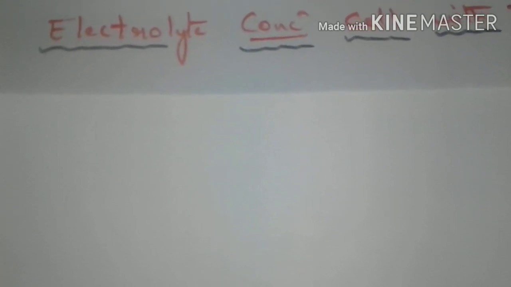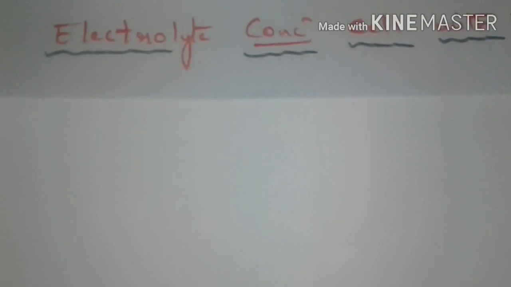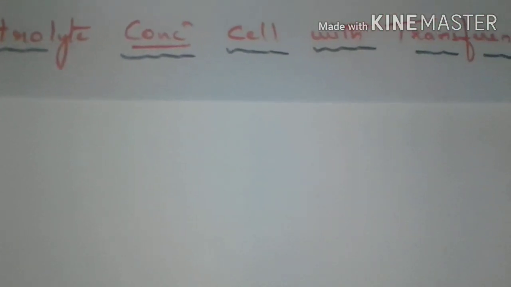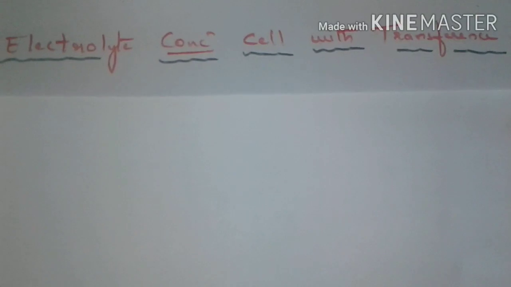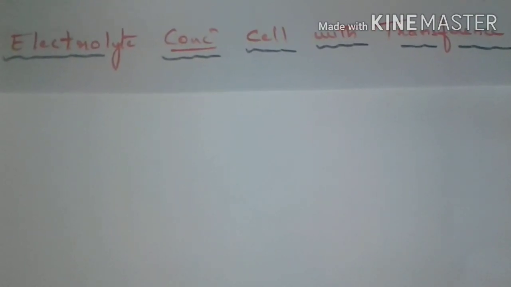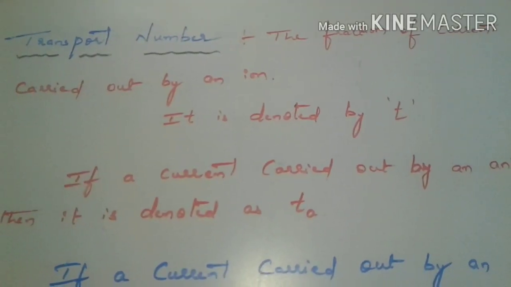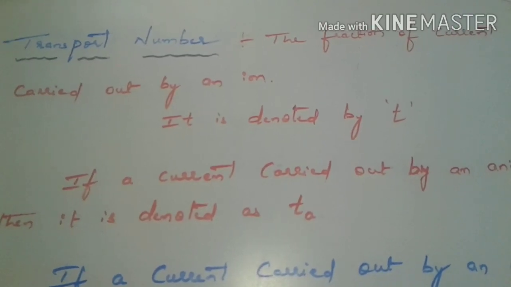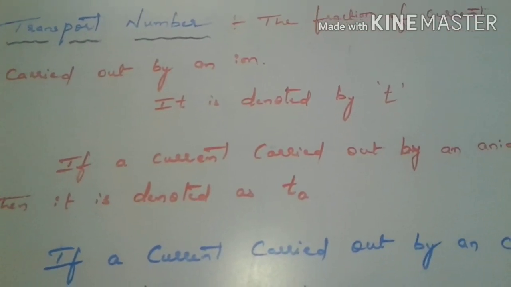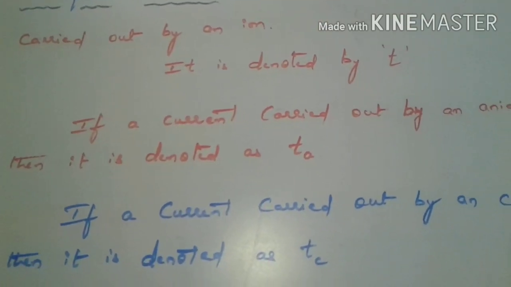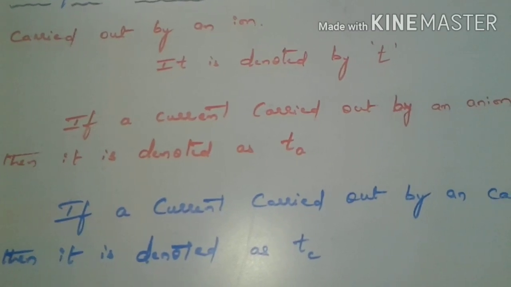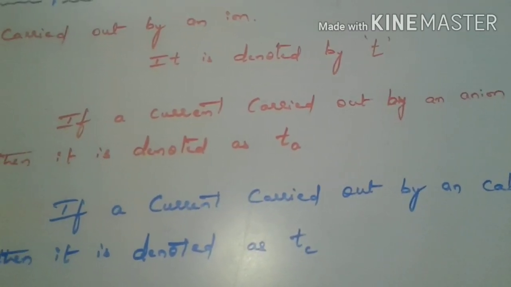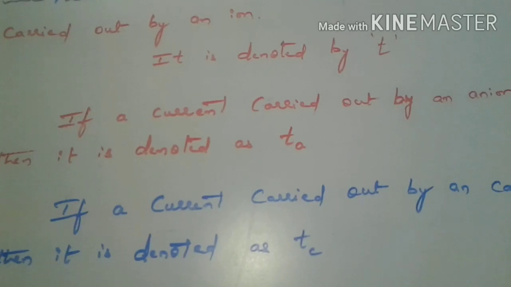Now let us continue the second type of concentration cell, that is electrolyte concentration cell with transference. To understand this, first we need to understand the transport number. The fraction of current carried by an ion is nothing but a transport number. It is denoted by small t. If the current is carried by an anion, it is denoted by Ta. If the current is carried by a cation, it is denoted by Tc.